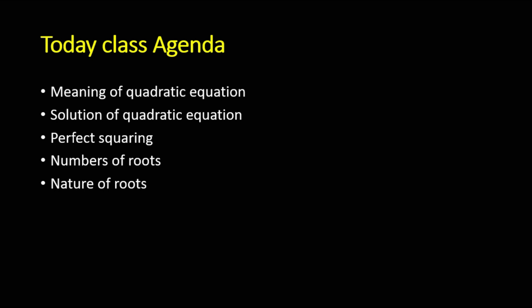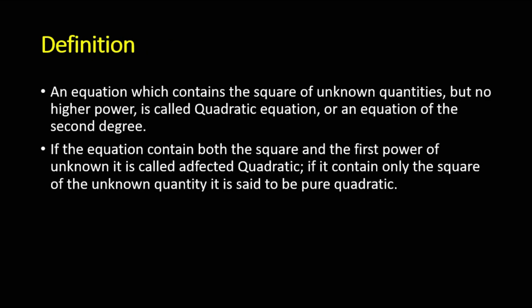So, first of all, we see the definition: an equation which contains a square of unknown quantities. Unknown quantities means variable, but no higher power. It means that if the maximum power of the unknown quantity is 2, it is called a quadratic equation or an equation of the second degree. Now, if the equation contains both the square and first power of the unknown, it is called adfacted quadratic, and if it contains only the square of the unknown quantity, it is said to be pure quadratic.